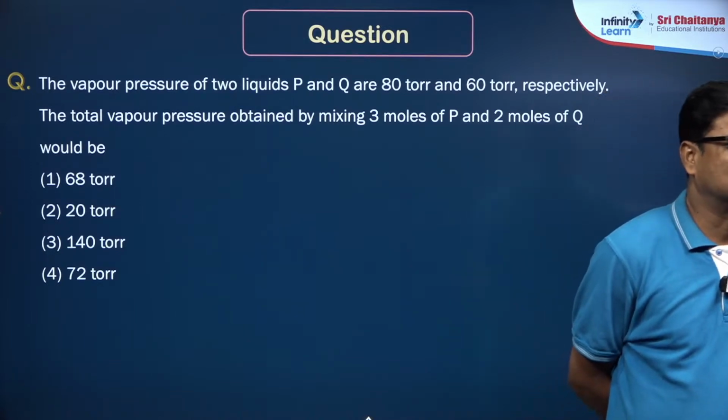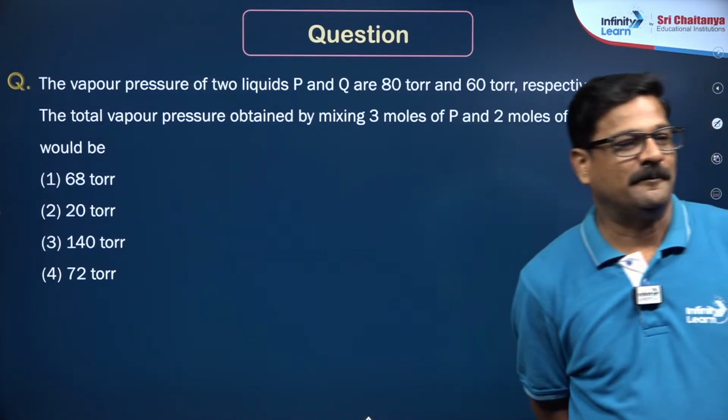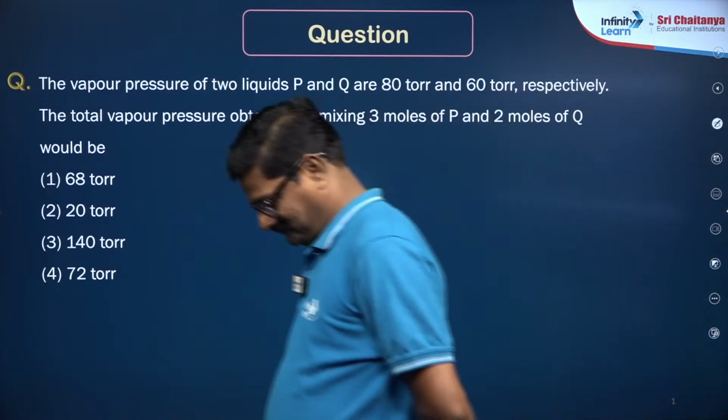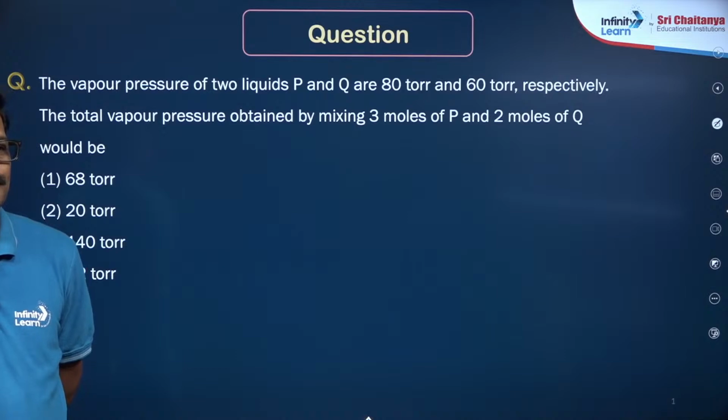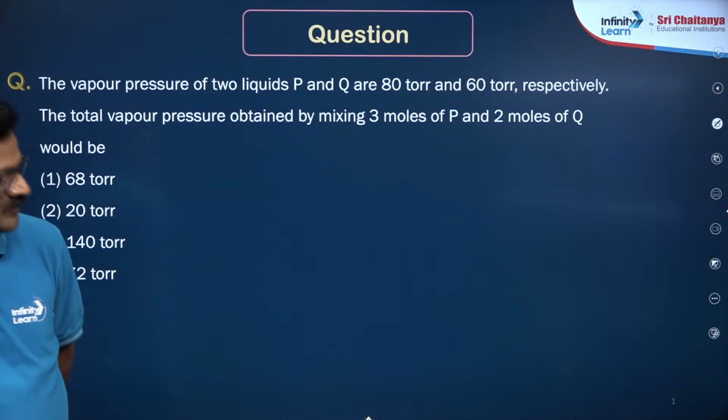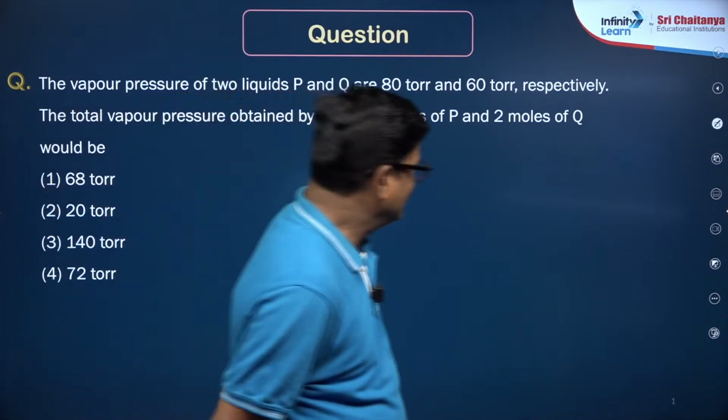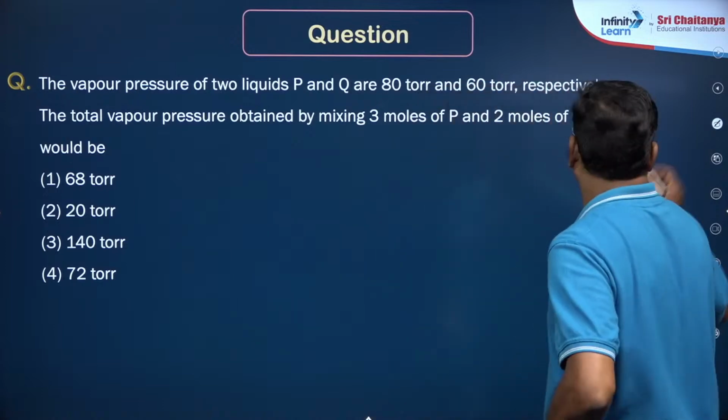D. Firoz, you said D. Okay. Next. Ravinder, should I do it? Yes. Look here.